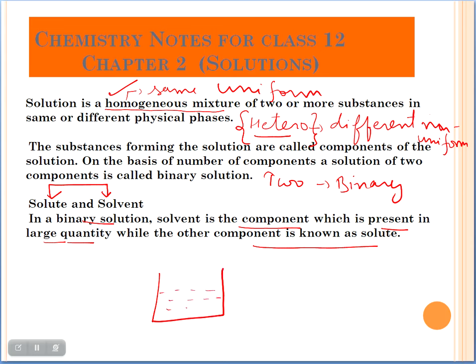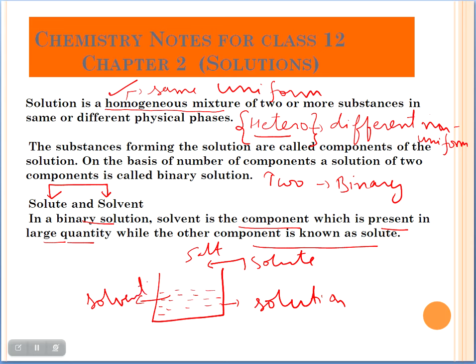Let's take water in a beaker. This is the water, the solvent. Here we add a small amount of salt in it, that will be the solute. After adding the salt in it, this will be the solution. Before adding, it is the solvent. After adding, it will be the solution. Solute plus solvent is equal to solution.